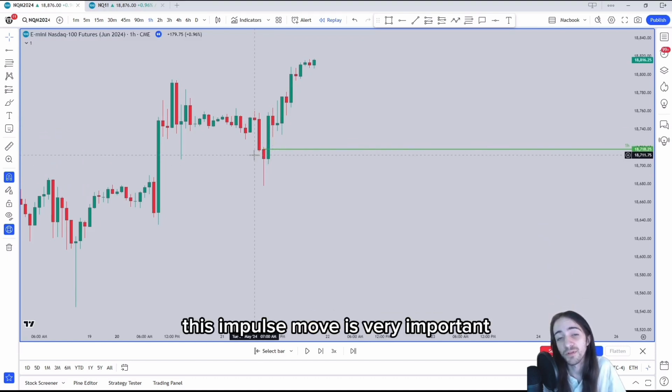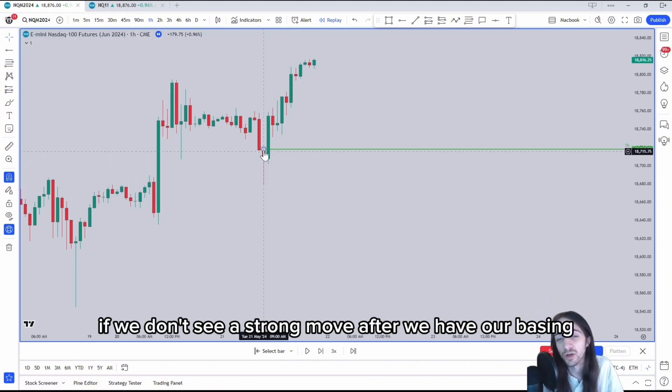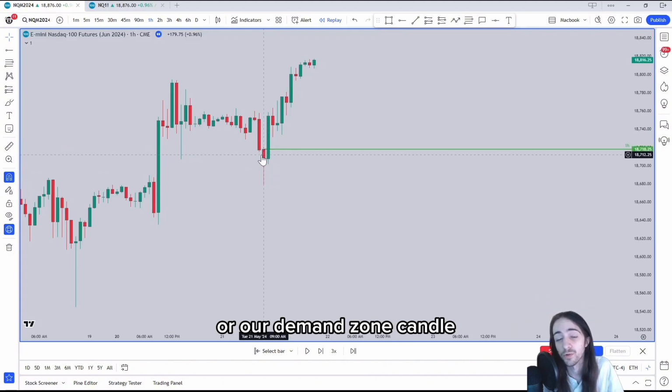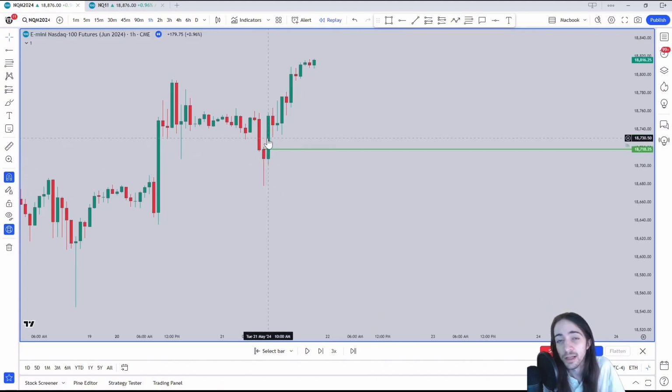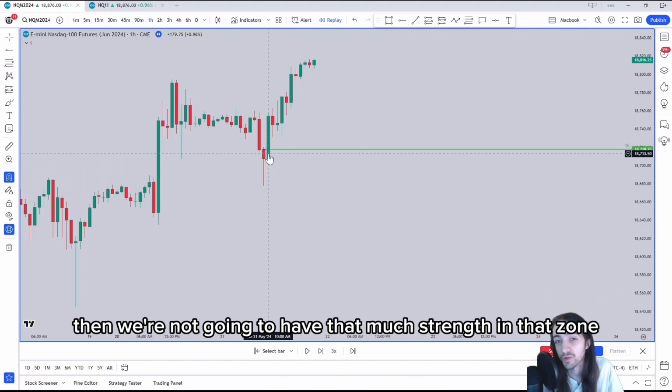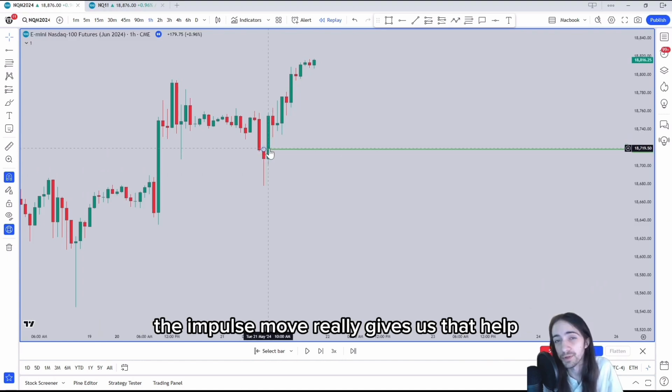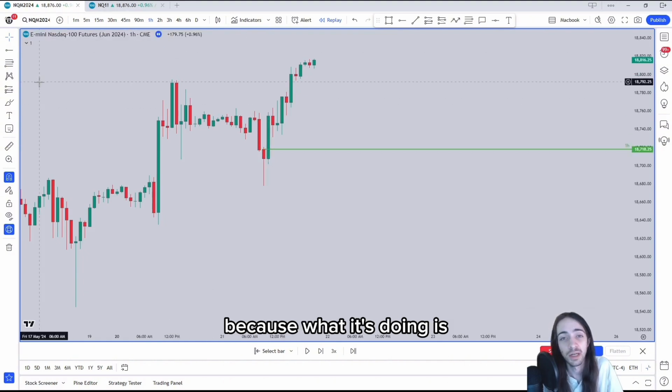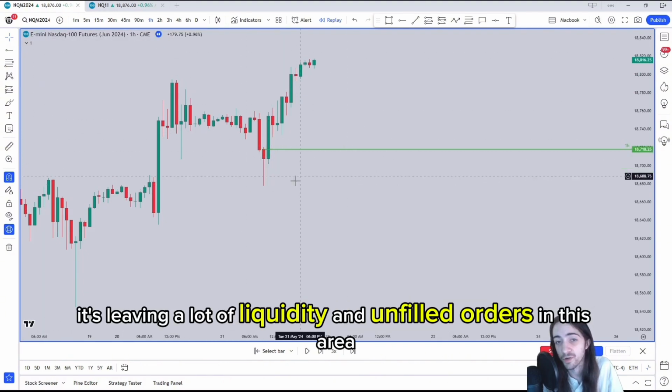This impulse move is very important. If we don't see a strong move after we have our basing or our demand zone candle, then we're not going to have that much strength in that zone. The impulse move really gives us that help and that strength and that confirmation, because what it's doing is leaving a lot of liquidity and unfilled orders in this area.